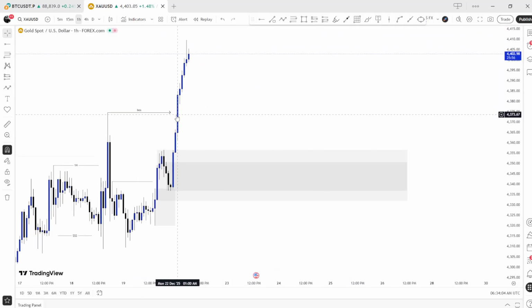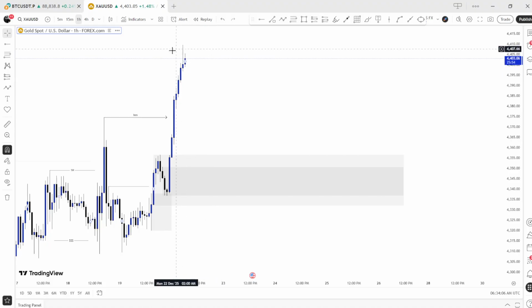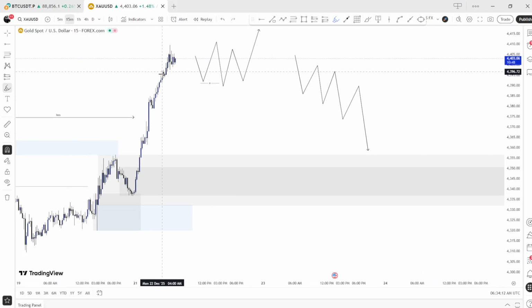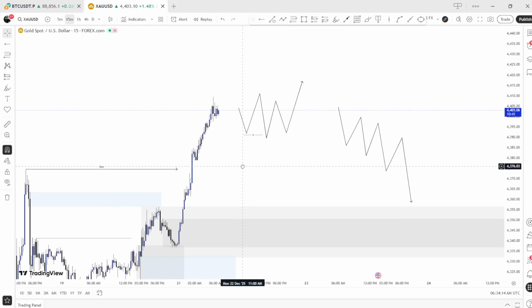So yeah, you can see the break of structure over here. Nothing to really work with here. Price is just pushing up. So if you want to follow, what I want to see for today is for price to create structure like this. So give us a break of structure.